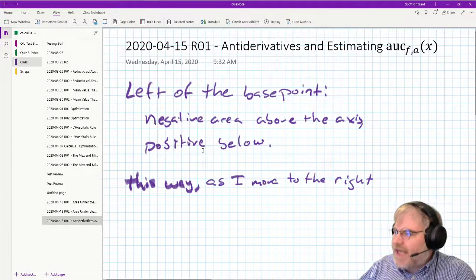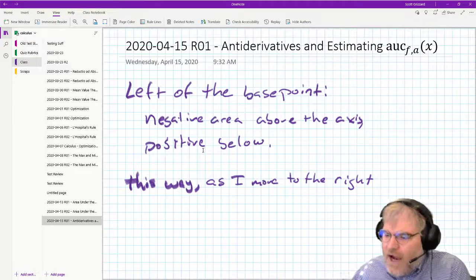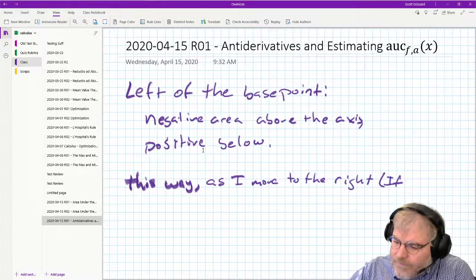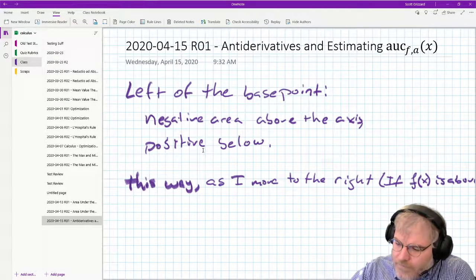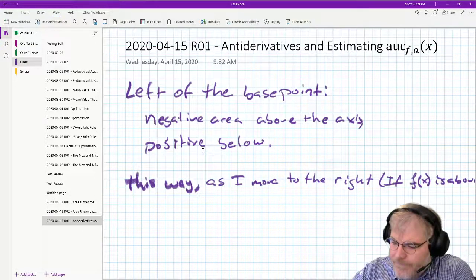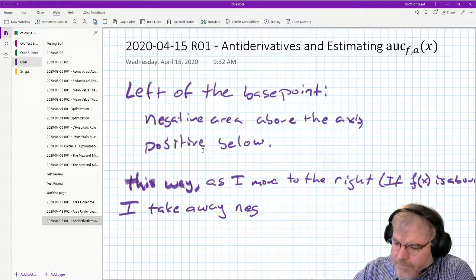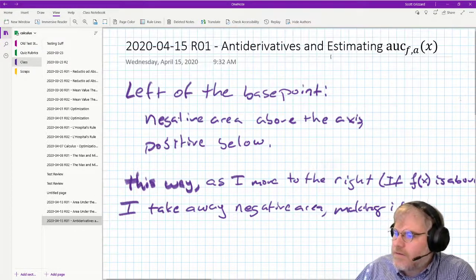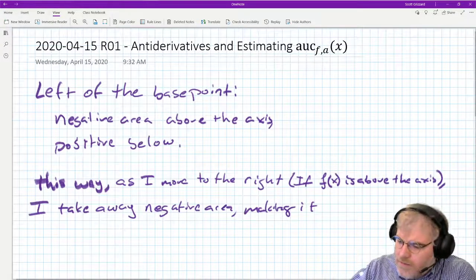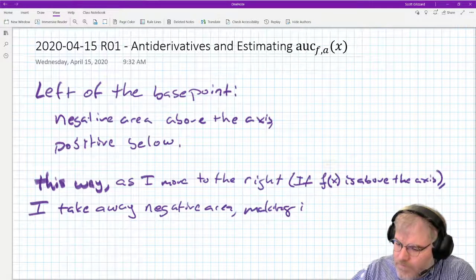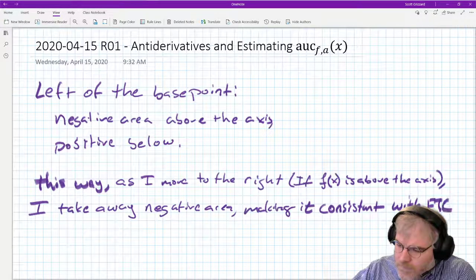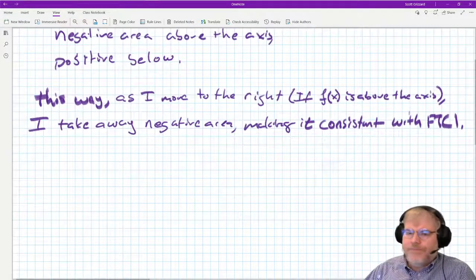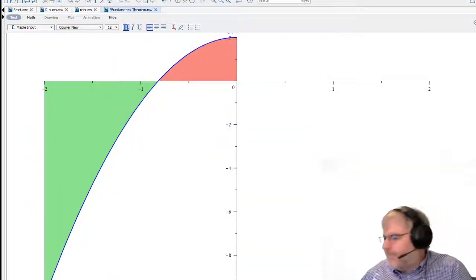So if I'm left of the base point, I get negative area above and positive area below. That way, as I move to the right, I take away negative area. And that makes it consistent with FTC1. Okay, so if I'm looking at the whole thing, this is what I wind up with.